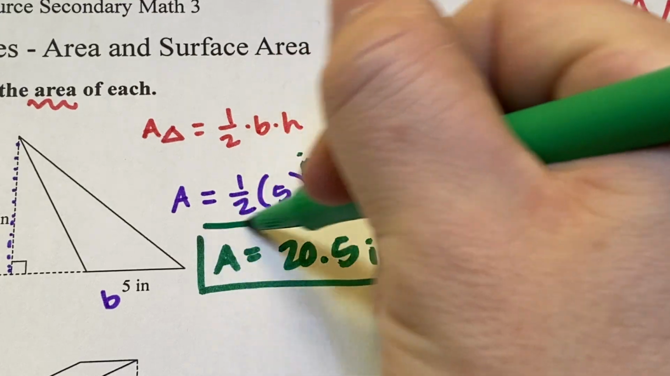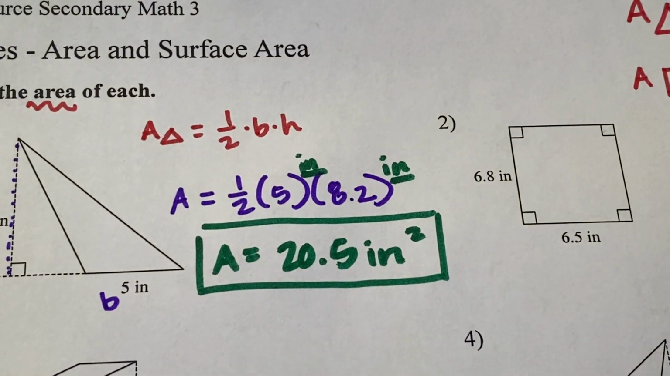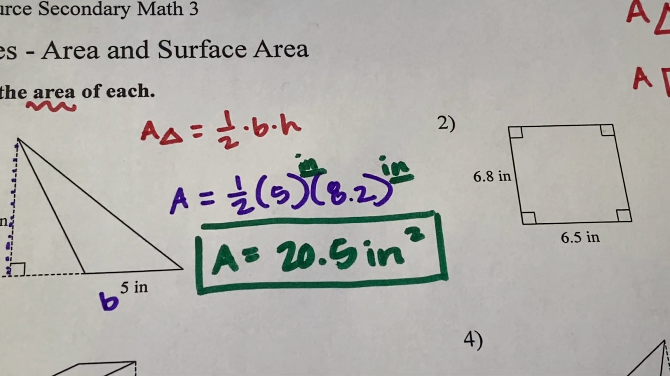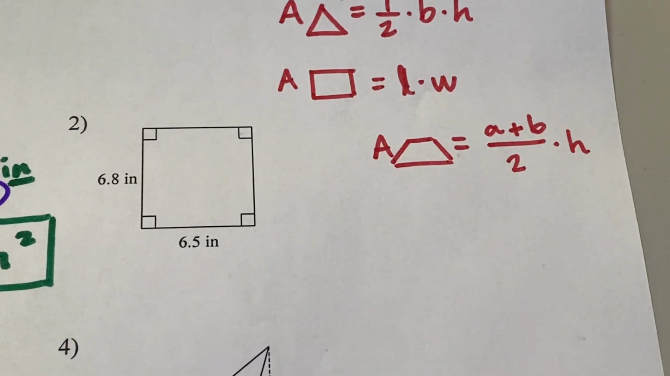Cubic. No, I'm just kidding. So final answer, 20.5 inches squared. What is question 8? Anytime you're talking about area, your units are going to be squared. Cool? Alrighty. Number 2.